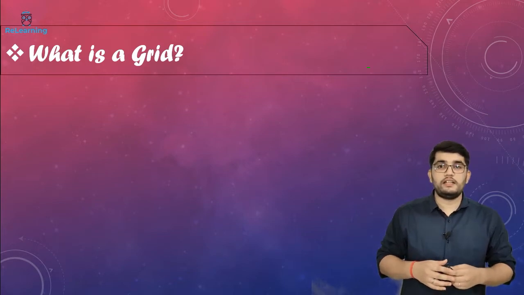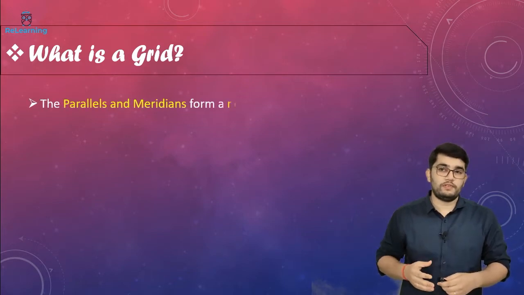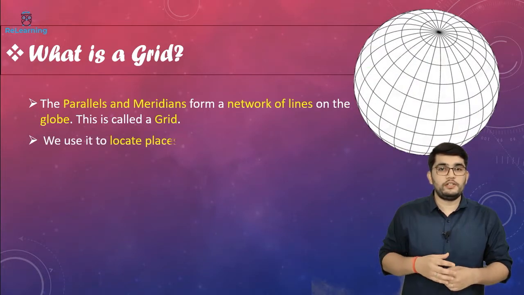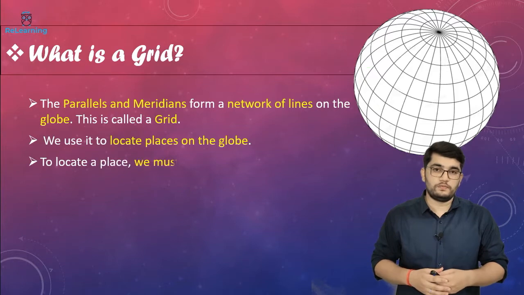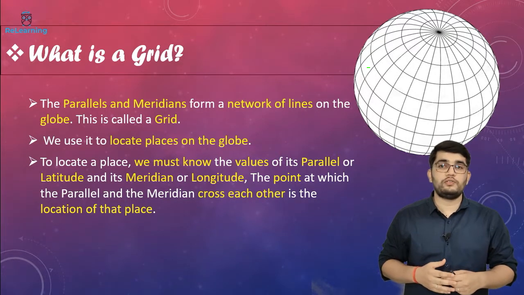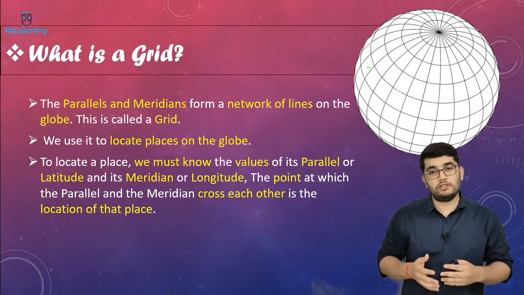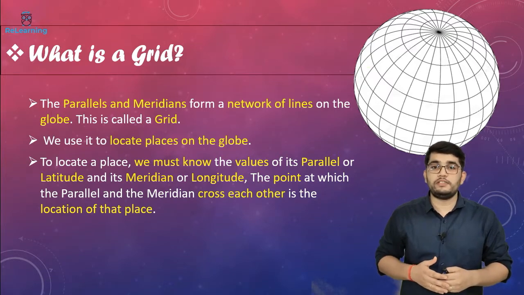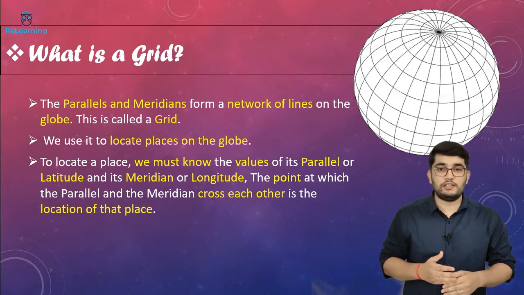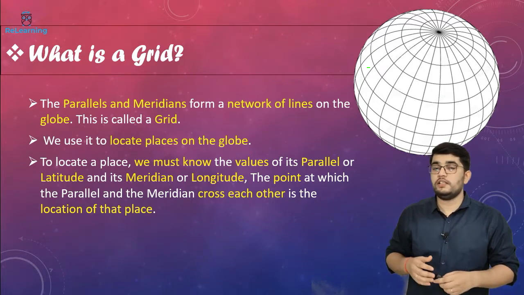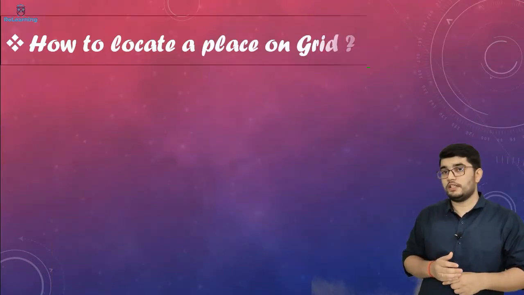The parallels and meridians form a network of lines on the globe. This is called the grid. We use it to locate places on globe. To locate a place, we must know the values of its parallel or the latitude and its meridian or the longitude. The point at which the parallel and the meridian cross each other is the location of that place. For more details, let's see how to locate a place on a grid.